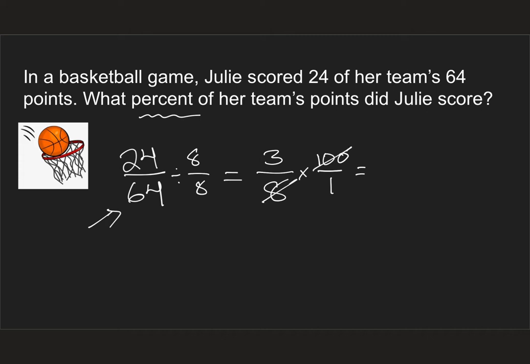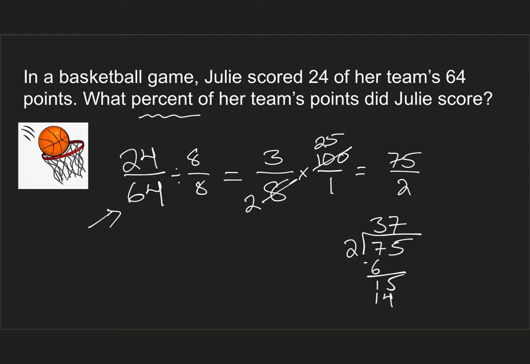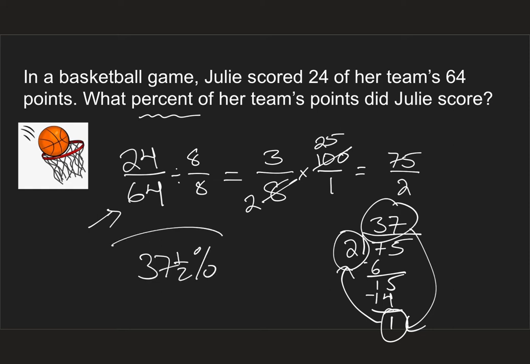So 8 divided by 4 is 2. 100 divided by 4 is 25. Okay. 3 times 25. Think money. 75. 75 over 2. 2 goes into 75: 2 into 7 is 3, 3 times 2 is 6, subtract, 1. 2 into 15 is 7, multiply, 14, subtract, 1. So what is the mixed number? 37 and 1 over 2. So she scored 37 and 1/2% of her team's points.